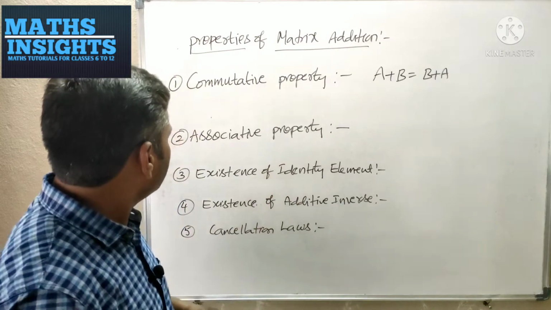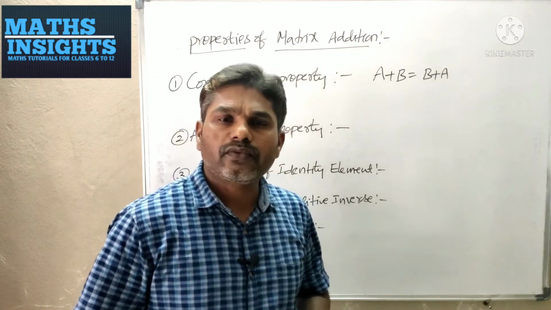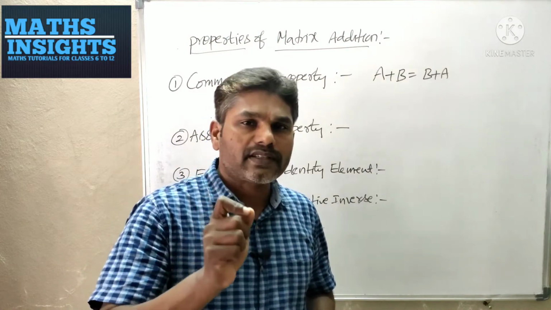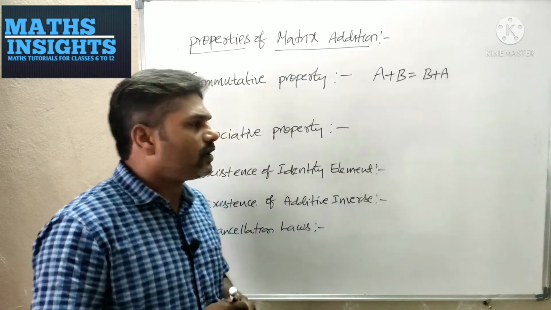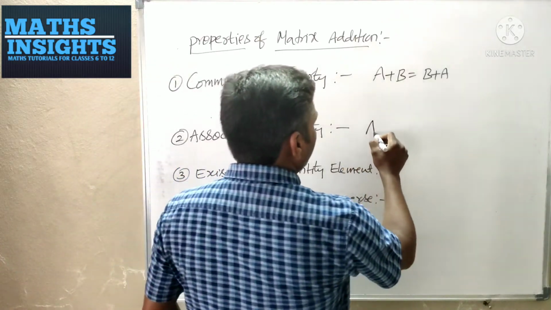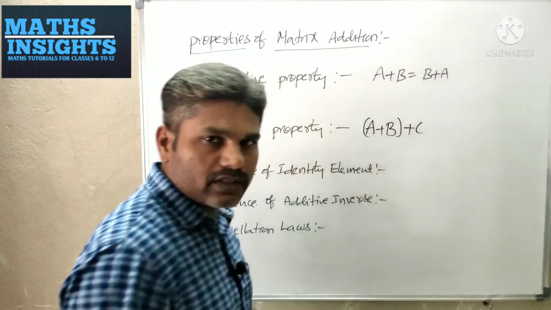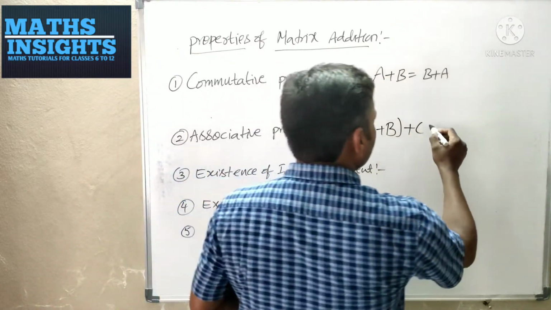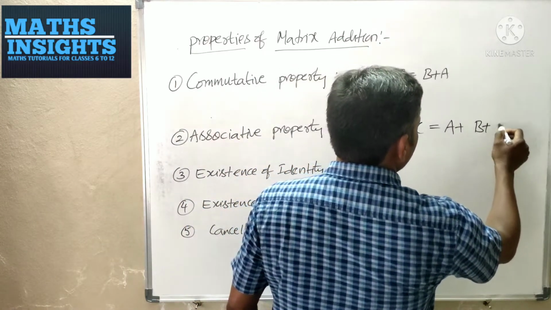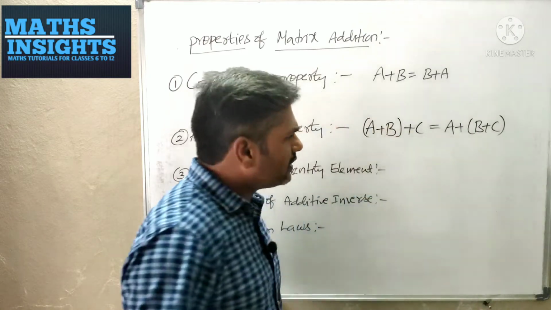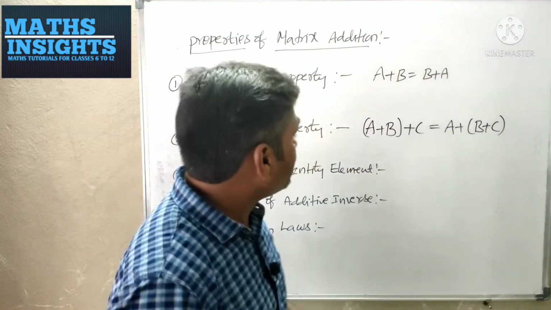Next, the second one is the associative property. Associative property means if you take any three matrices, let them be A, B and C, which are of the same order, then if you do A plus B first, then add C to that, you will get a result. That result should be the same if B plus C is added first, then A is added to that. You have to get the same result on both sides.